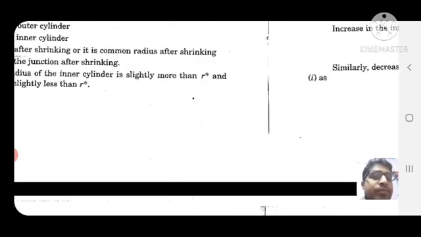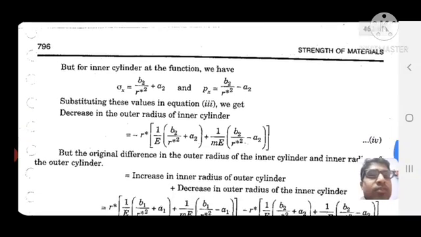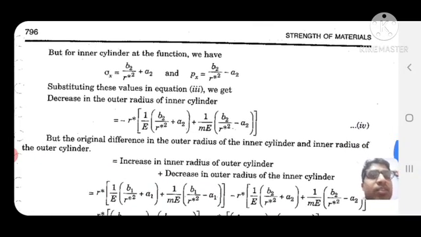Now, for the inner cylinder at the junction we have sigma x equal to b2 by r star square plus a2 and px equal to b2 by r star square minus a2.